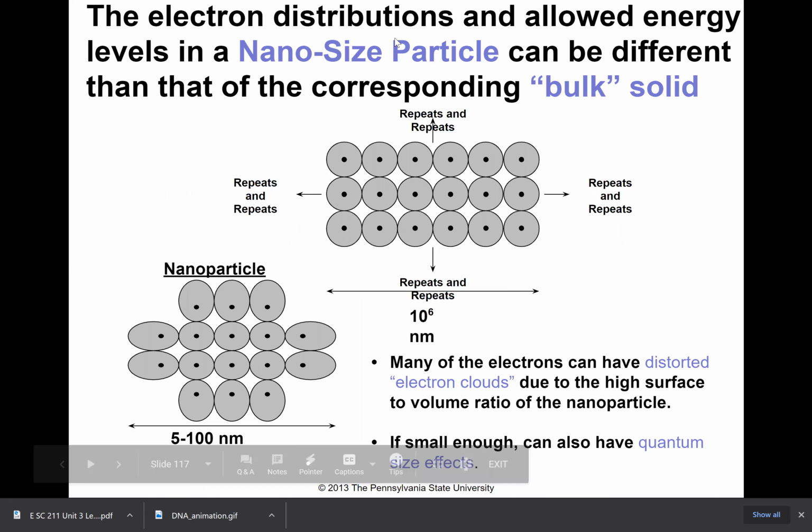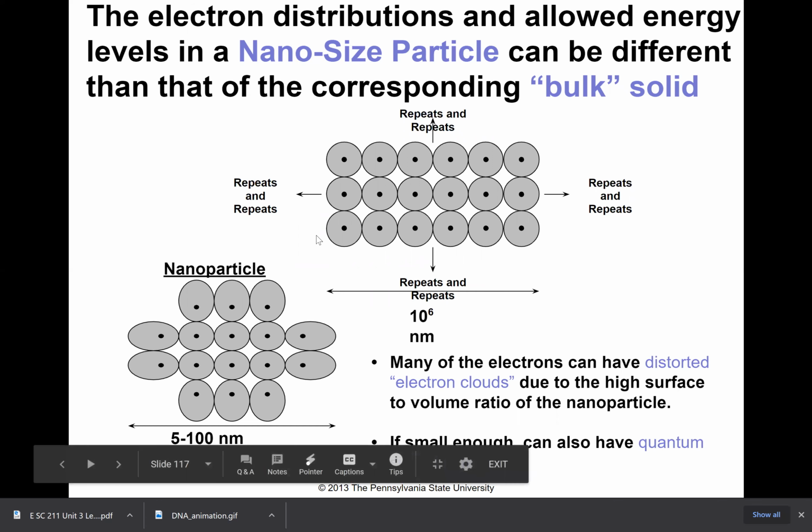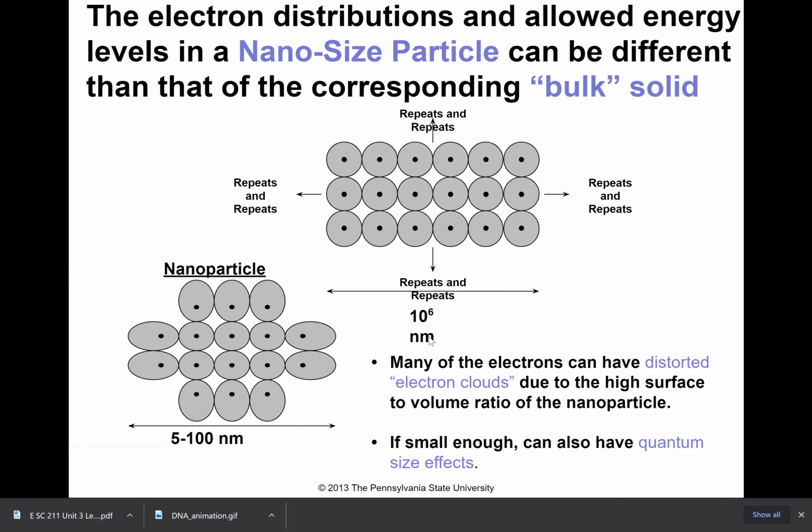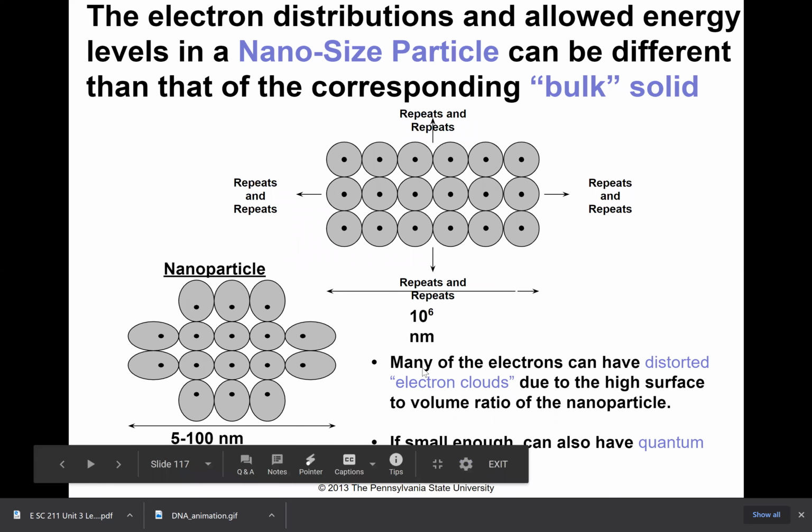The electron distributions and allowed energy levels in a nano-sized particle can be different than that of the corresponding bulk solid. So this is a bulk solid here, where you have repeats going in all directions, many, many, many times. So it's bulk versus a nanoparticle. And you notice, I think these circles represent the electron cloud of that atom.